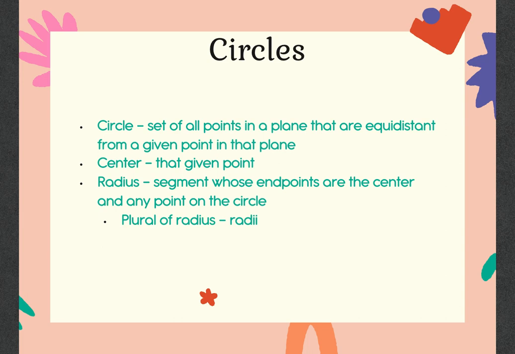That given point in the middle of that circle is the center. And the radius is the segment whose endpoints are the center and any point on the circle. The plural of radius, so more than one radius, would be called radii. So radii is the plural of radius.